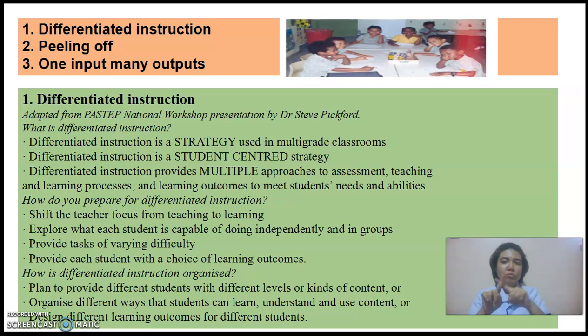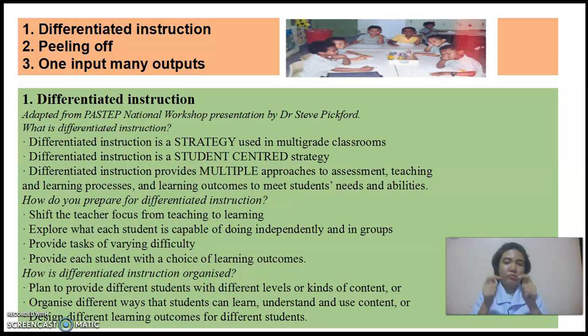So we ask, what is differentiated instruction? This is a strategy used in a multi-grade classroom and also a student-centered strategy. It provides multiple approaches to assessment, teaching and learning processes, and learning outcomes to meet students' needs and abilities.